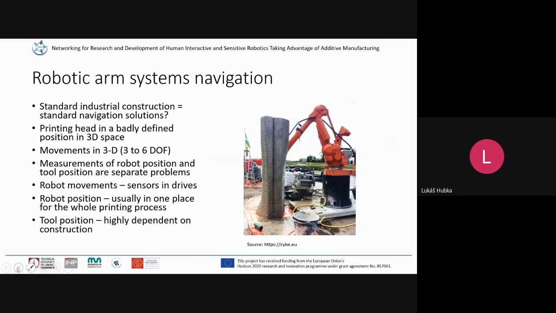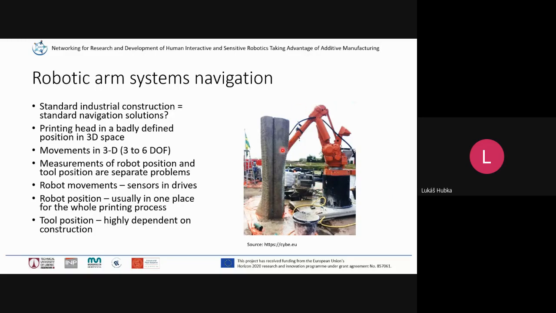The second category which I want to show you, and where I want to say a few words about the navigation, is a robotic arm system. It's a really nice combination of current technology used for a new type of production. What does it mean? You have a standard industrial robot which realizes all the movement.